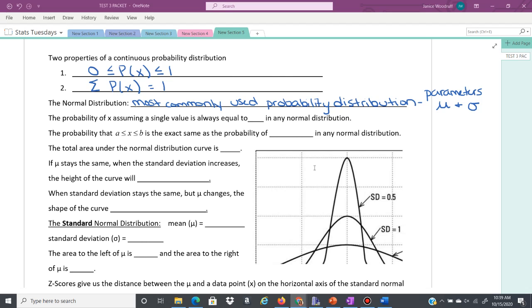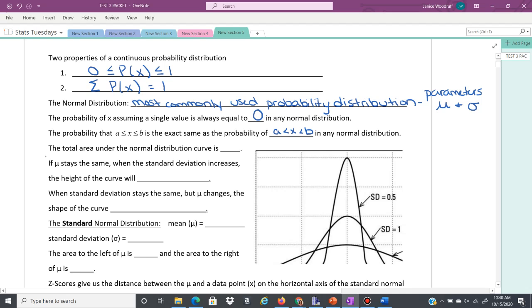So the probability of x, assuming a single value, is always equal to 0 in any normal distribution. Okay, so that's a property. The next property is the probability that a is less than or equal to x, which is less than or equal to b, is exactly the same as the probability of a less than x less than b. Okay, so the probability of x is between a and b in a normal distribution. Again, these are just vocab for your test.